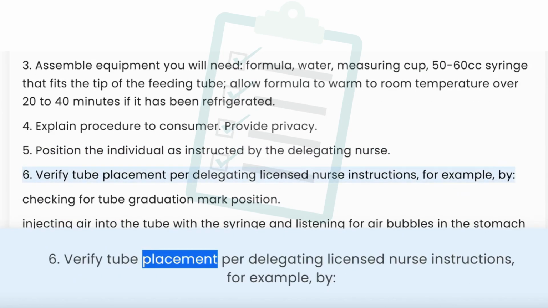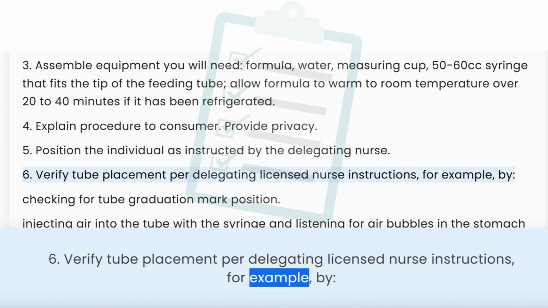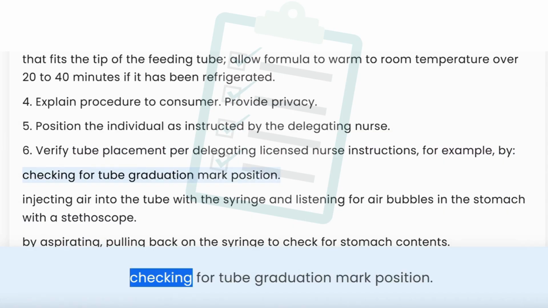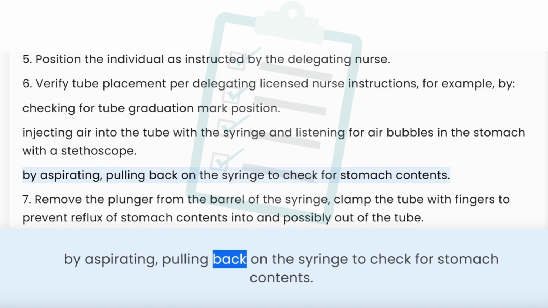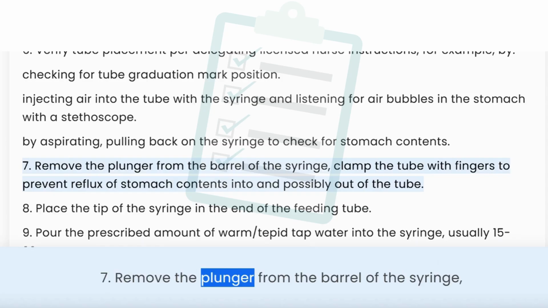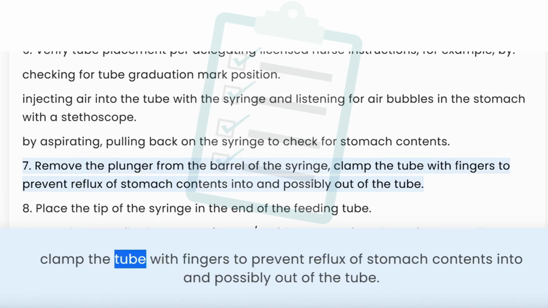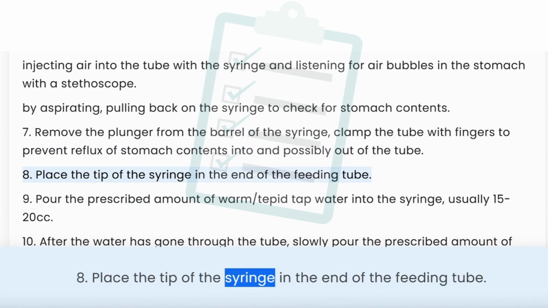6. Verify tube placement per delegating licensed nurse instructions, for example, by checking for tube graduation mark position, injecting air into the tube with the syringe and listening for air bubbles in the stomach with a stethoscope, or by aspirating, pulling back on the syringe to check for stomach contents. 7. Remove the plunger from the barrel of the syringe. Clamp the tube with fingers to prevent reflux of stomach contents into and possibly out of the tube. 8. Place the tip of the syringe in the end of the feeding tube.